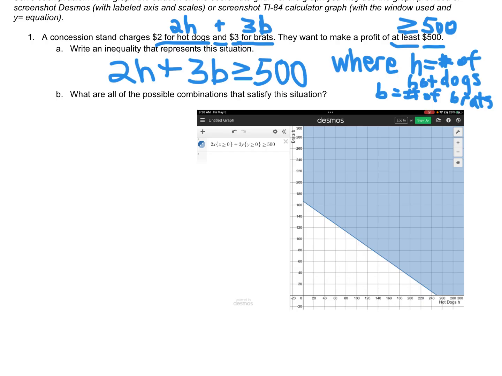Now, if we had wanted to, we could have done 2y plus 3x greater than or equal to 500. We would have had y greater than or equal to 0 with the y part, x greater than or equal to 0 with the x part. Just would have flipped this graph around. We would have started at 250 on the y and 166 2/3 on the x. Still would have been shaded to the upper side of the line.